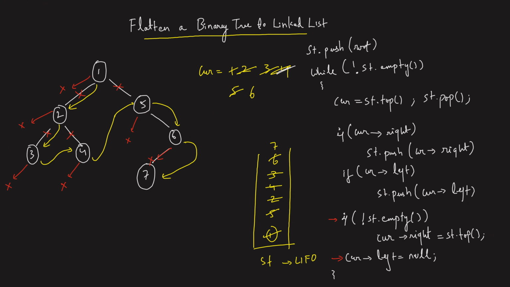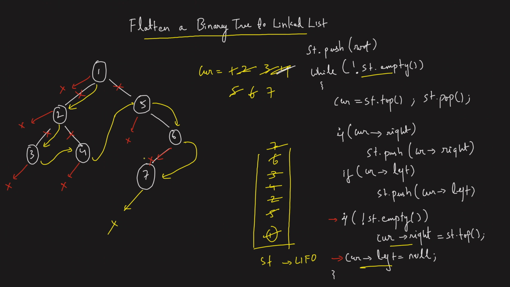Perfect. Next time when you come across, you have 7. So cur becomes 7. 7 says, I don't have a left, I don't have a right, so nothing to insert. And the stack is indeed empty. So cur right will not be pointing to anyone, and cur left will be null. And I can say my stack is empty and I have ended my iteration.